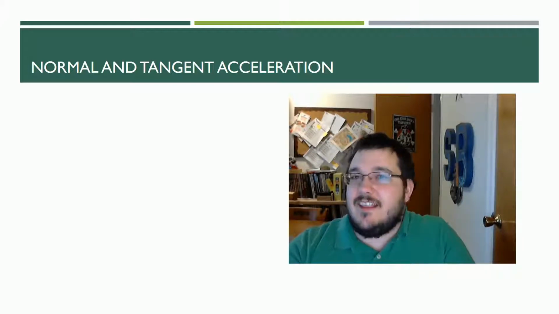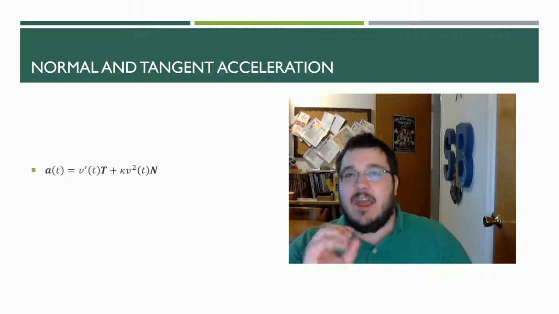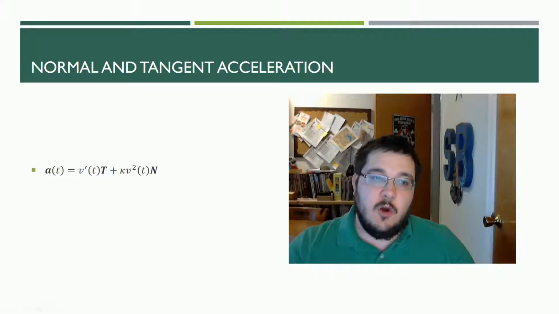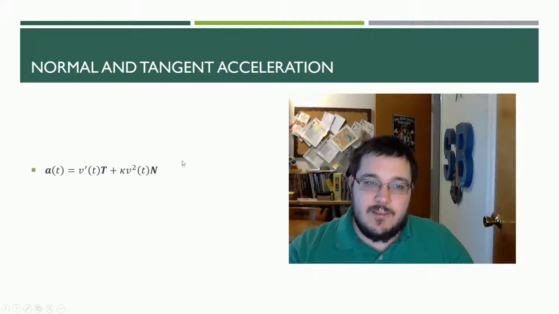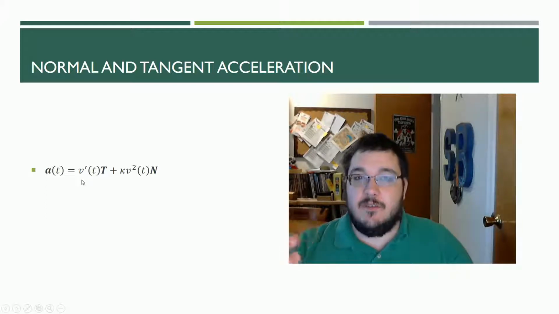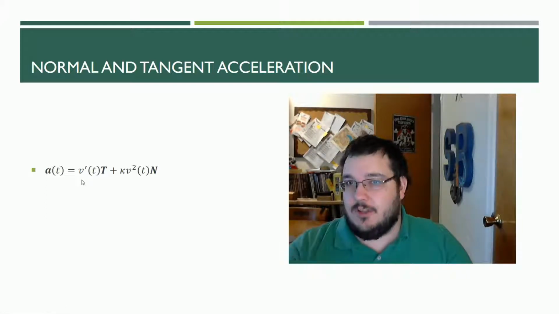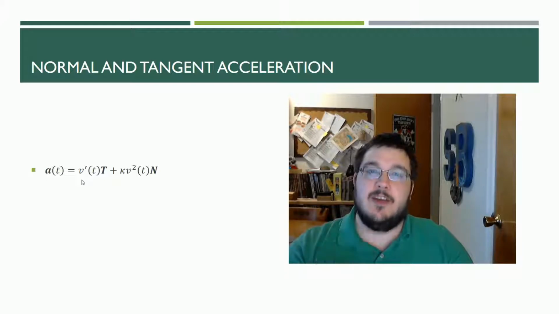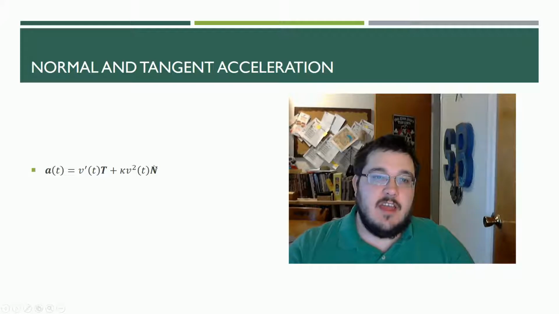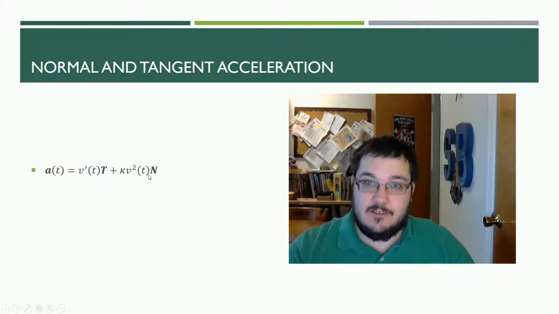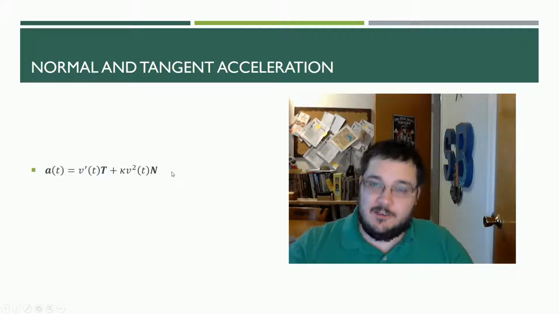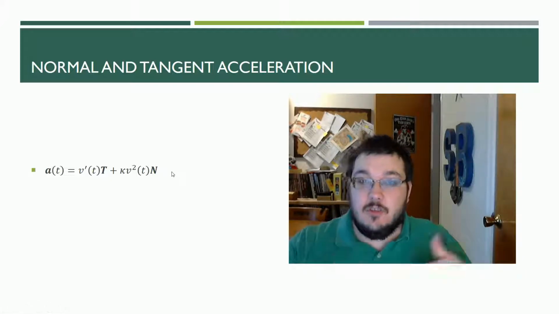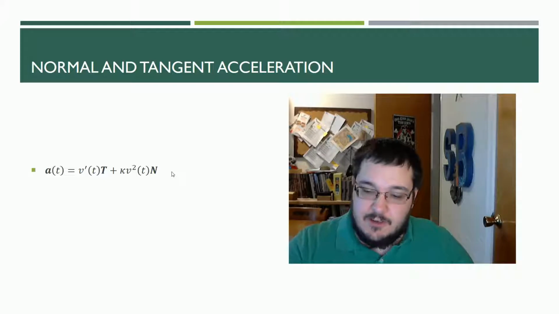So there's actually a fairly interesting formula for this one, and this is how you end up setting it up. Your acceleration vector can be given by this formula, where you have the derivative of the magnitude of your velocity multiplied by your tangent vector, and then you have the curvature and the square of your velocity magnitude multiplied by your normal vector. So this gives you the 2 different aspects of your acceleration.